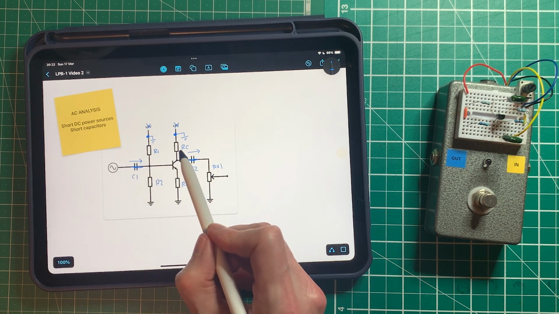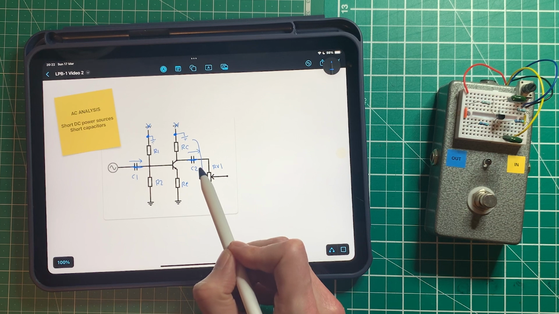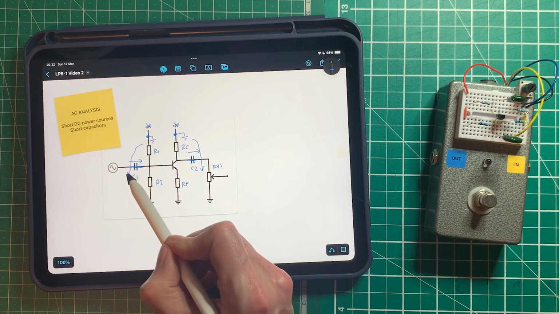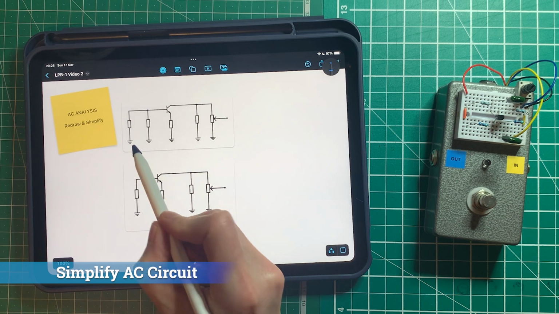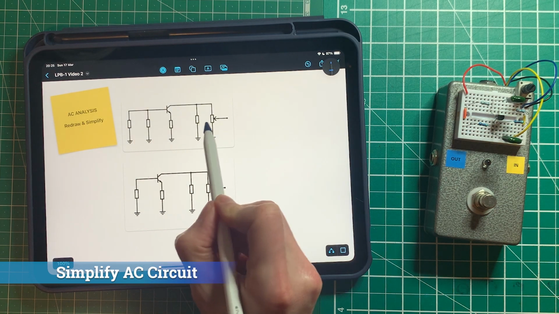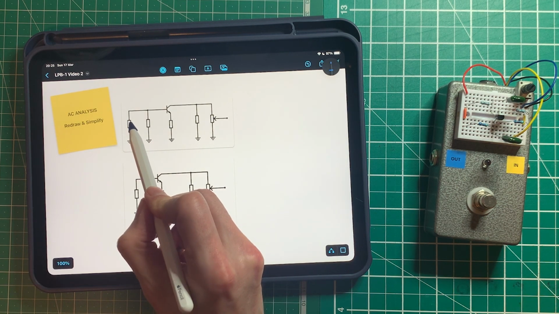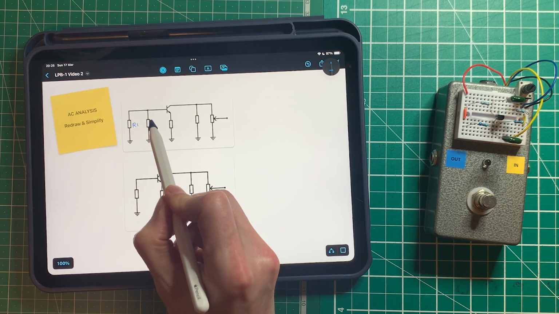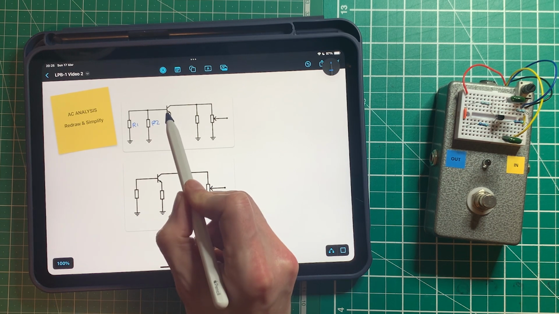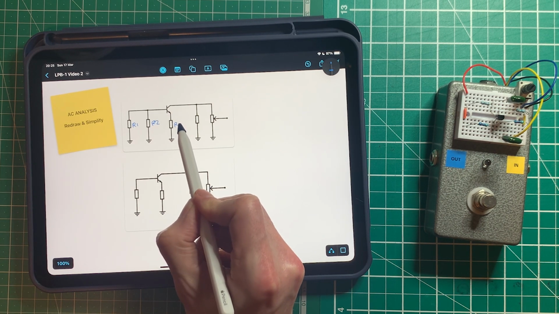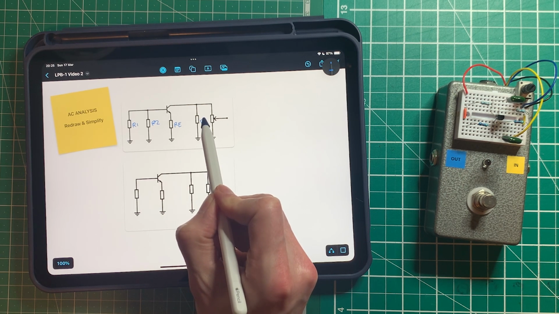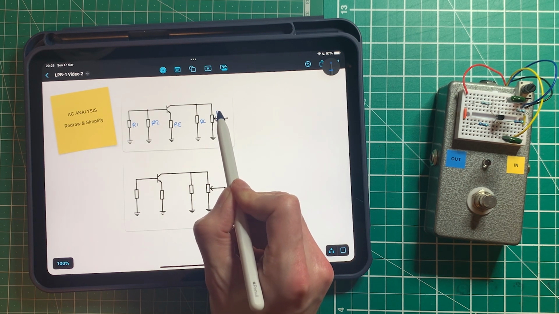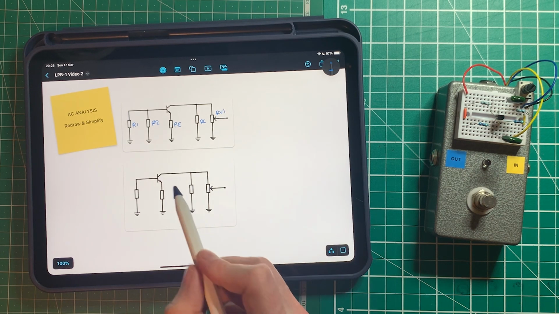So now we've done that, we can bring RC down here, and we can bring R1 down here, and we can redraw this to simplify it. And we end up with this simplified version of our circuit. Now let's just remind ourselves what each of these are. This is R1, this is R2, this is obviously on the emitter, so it's RE. This is coming from the collector, so that's going to be RC, and this is our output attenuation, RV1.